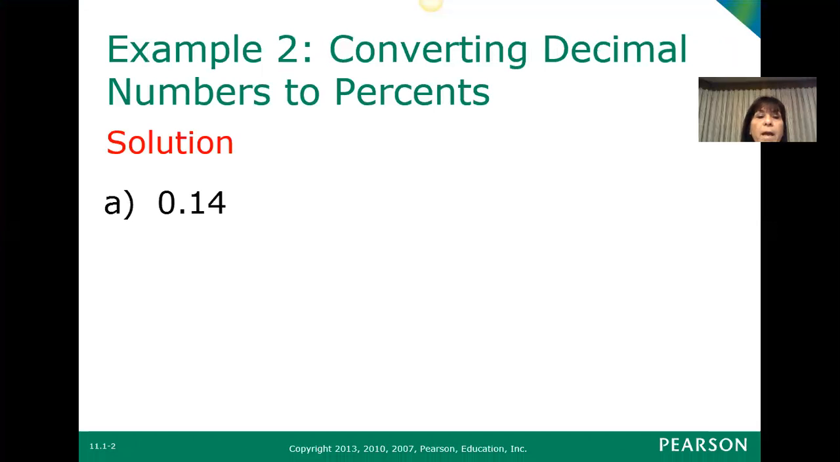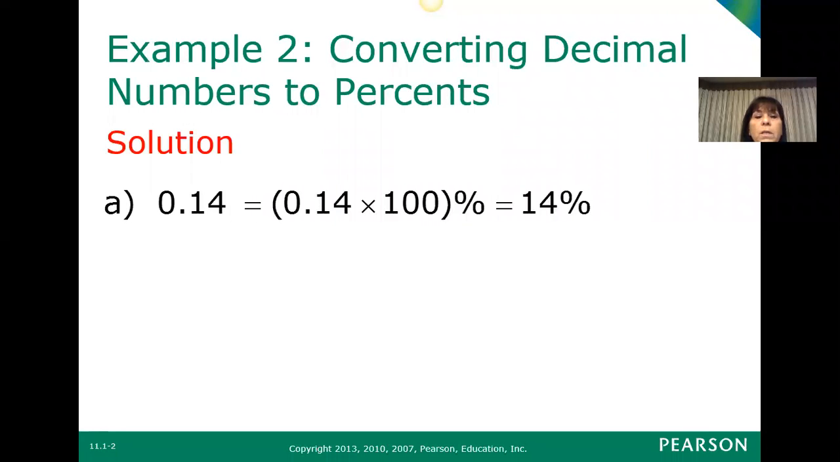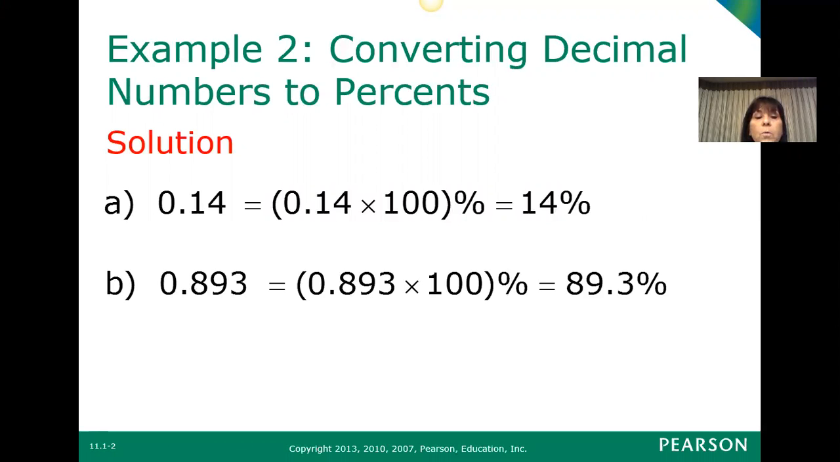For example, if I have 0.14, which is 14 hundredths, we will multiply by 100, which means we will move the decimal point over 2 places to the right. So it will end up behind the 4, coming from in front of the 1. If you move 2 places over, you will end up at the number 14, and then you will add on the percent sign. Another example, if I have 0.893, you will move the decimal point from before the 8, 2 places to the right. And again, that's multiplying it by 100, so it will become 89.3%.